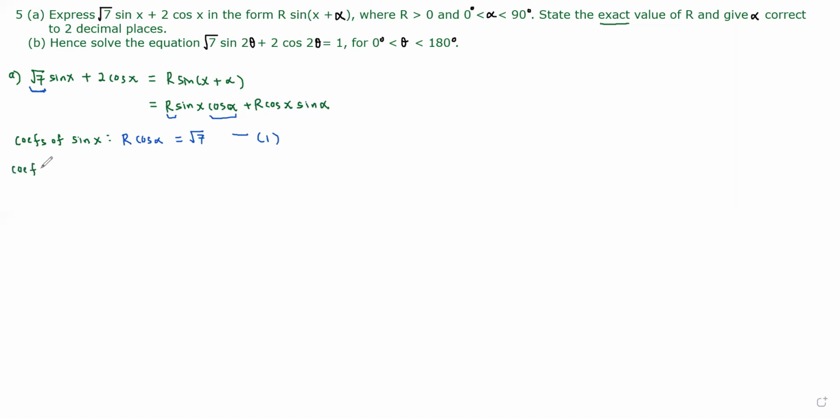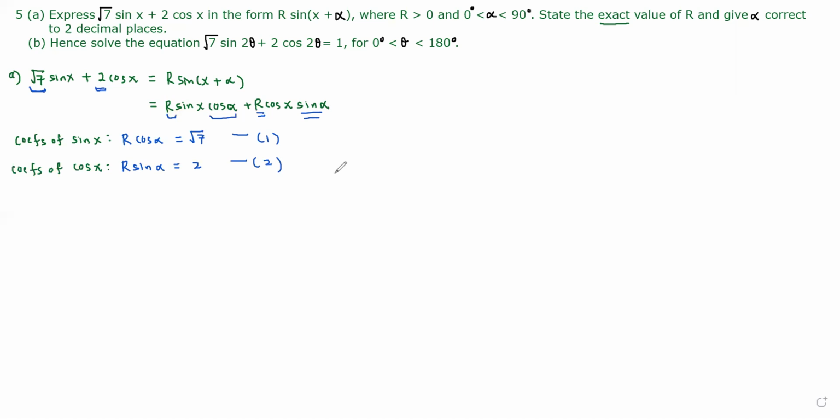And equating the coefficients of cos x. On the left, the coefficient of cos x is 2. And on the right, the coefficient of cos x is R sine alpha. We have R sine alpha equals 2. And we say that this is equation number 2.